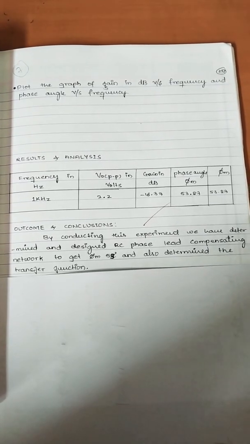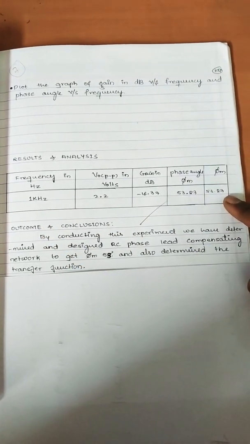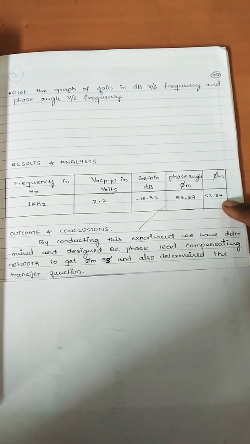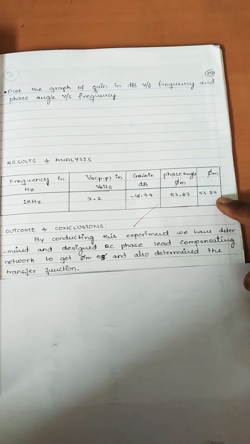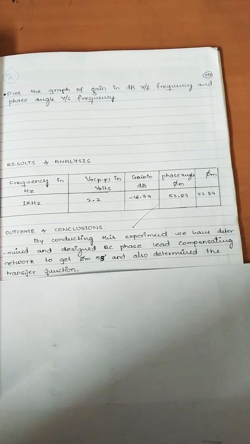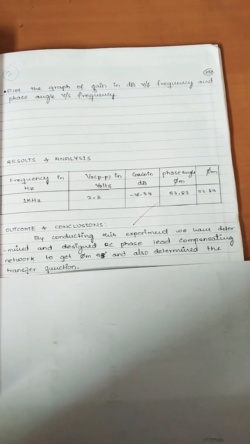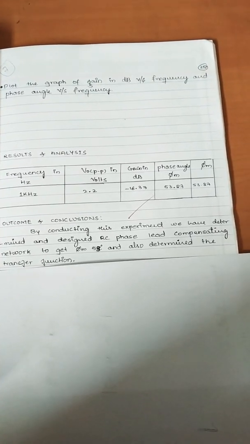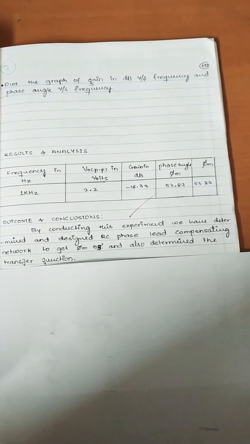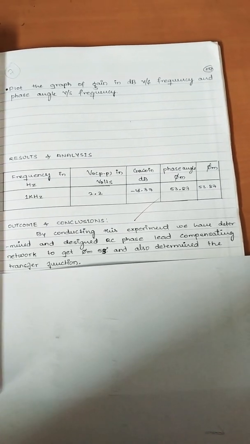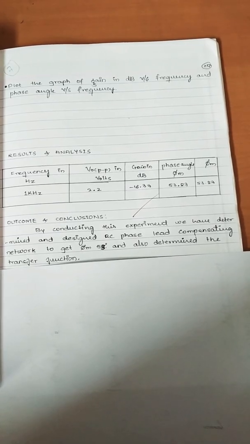As a resultant analysis, for 1 kilohertz we are getting 53.87, which is nearer to 55, right? Hence we conclude that we can determine and design an RC lead compensating network to get phi m equal to 55, and also we can determine the transfer function.